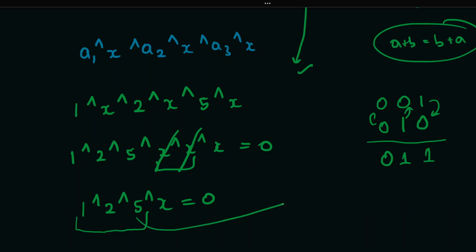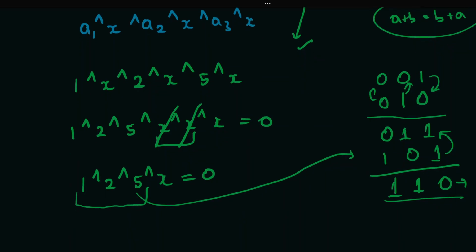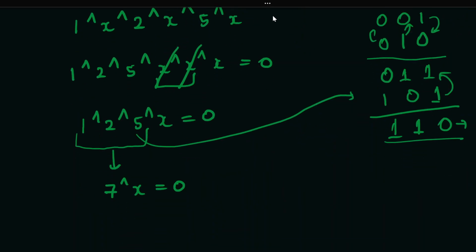Okay. Now again we'll XOR this with 5. So 1, 0, 1. 1 XOR 1 is 0. 1 XOR 0 is 1. 1 XOR 0 is 1. So now we have this value, which is nothing but 7. So we boil this down to 7 XOR x is equal to 0. And we know the property that x XOR x is equal to 0, right? So what will the value of x be, since we need a 0 here?